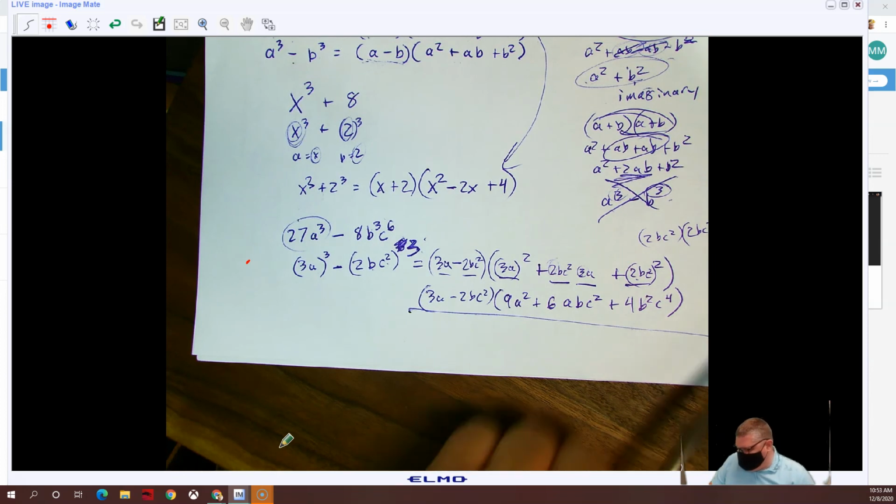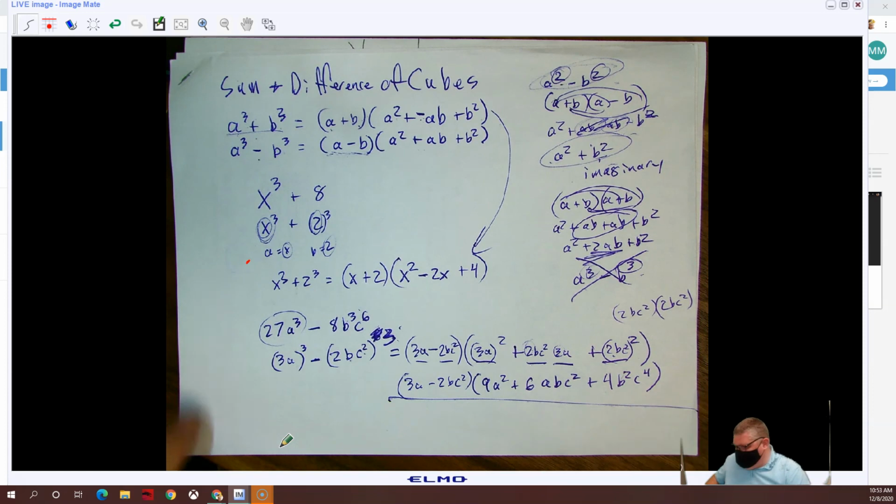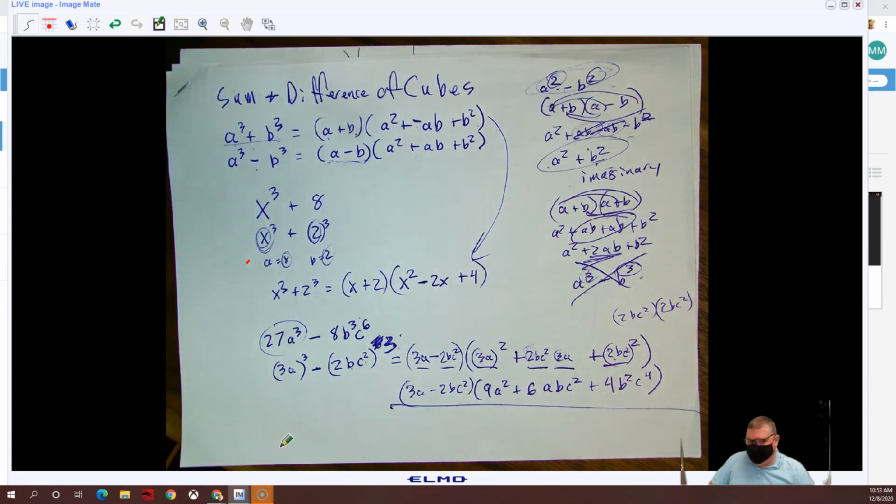That is sum and difference of cubes. It's not particularly challenging provided you know that format. If you know the format, easy. If you refuse to remember the format, it's impossible. It's as simple as that.